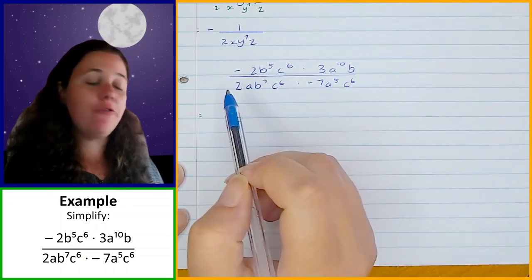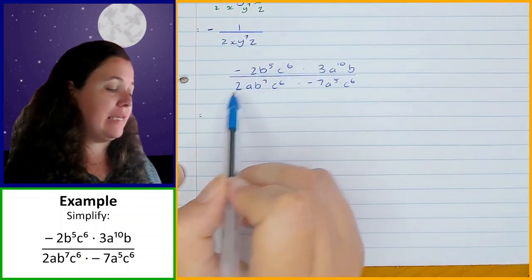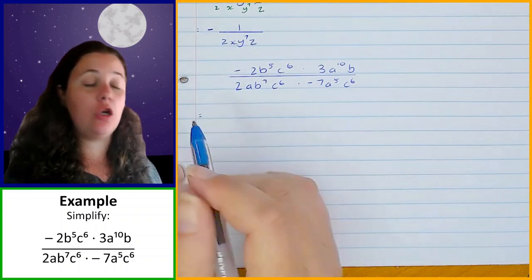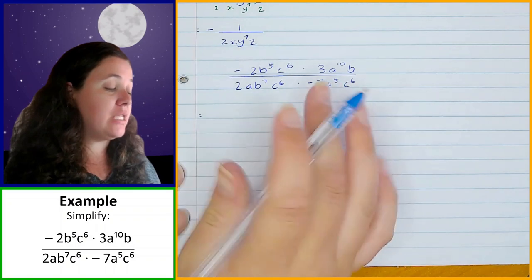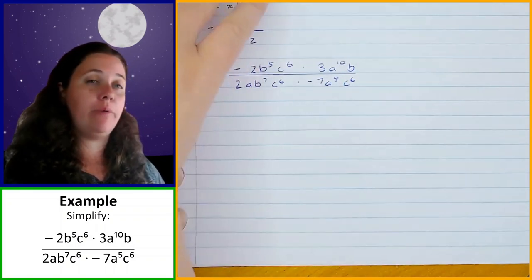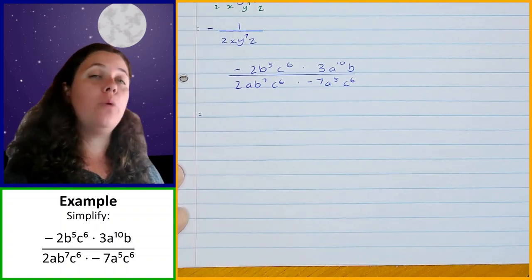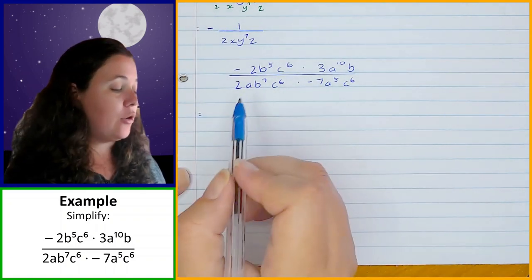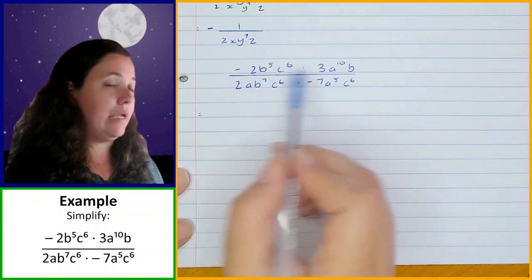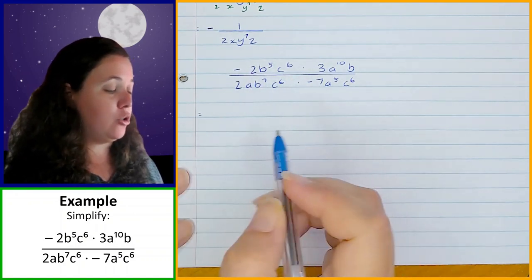Okay, so now we have more than one thing in the numerator and in the denominator to worry about when we're cancelling. Now, there are two ways that we can go about this. We can first either simplify the numerator and the denominator and then just do it the way we did the previous questions, or we can start cancelling straight away. Okay, so I'm going to show you both. So first, I'm going to show you the way where we simplify the numerator and the denominator first.